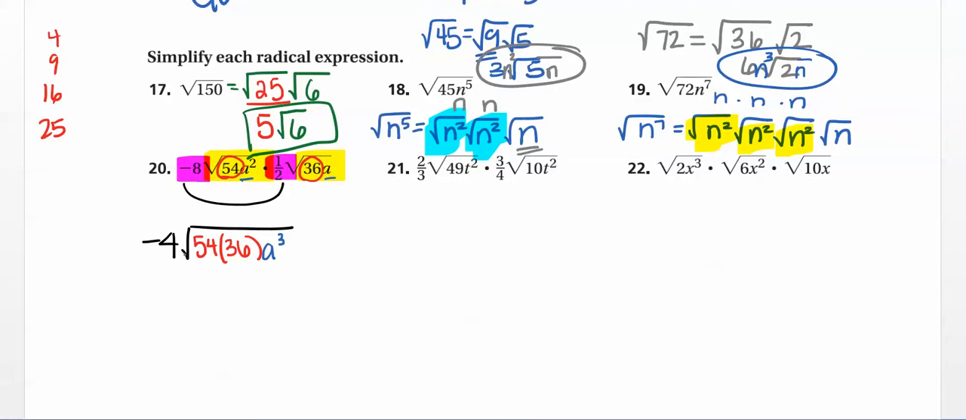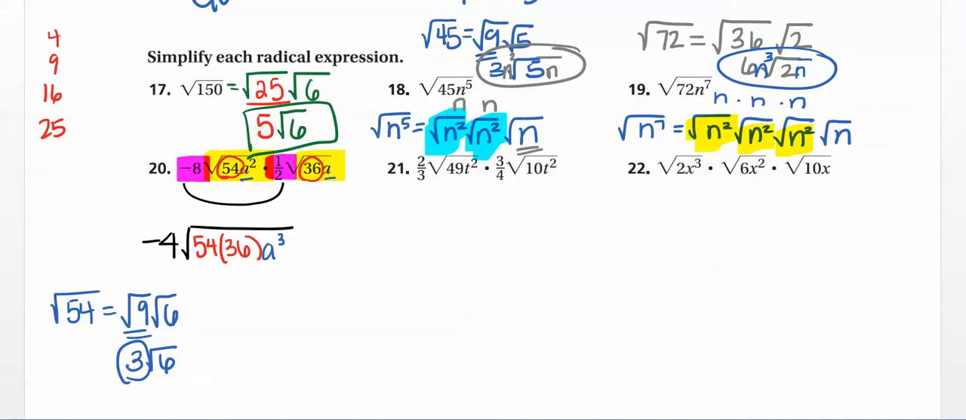Now, it's going to be easier to keep these separate. We can simplify two numbers instead of multiplying them together to get a bigger number. Like if I do the square root of 54, what goes into 54? What's the perfect square? That would be 9. It's 9 times 6. The square root of 9 is 3. And so I know there's a 3 that's going to come out.